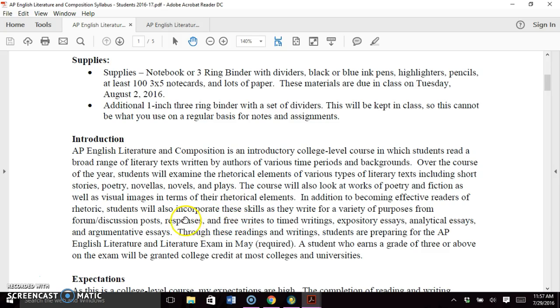We will also be focusing on a variety of writing styles, timed and not timed. AP test still has 3 essays, still has multiple choice, but the essays are drastically different than what was required before.